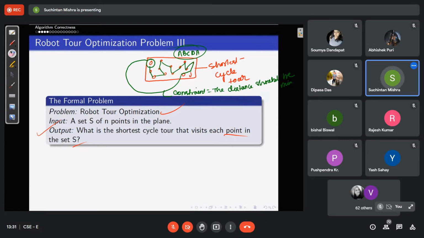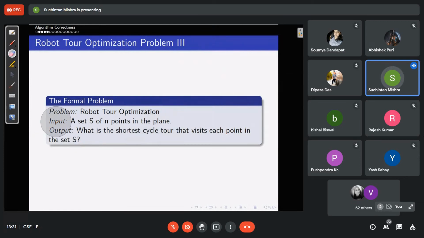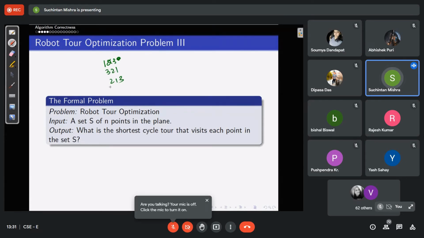Now you will say, yes sir, this is a very simple problem, I can solve it in 2 minutes. How? I know the distances. These points also have distances. So I will write 1, 2, 3, 4, then 1, 2, 3, then 3, 2, 1, then 2, 1, 3, and all those combinations I will write.